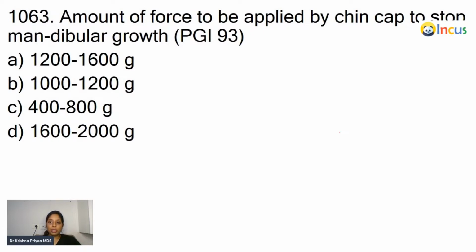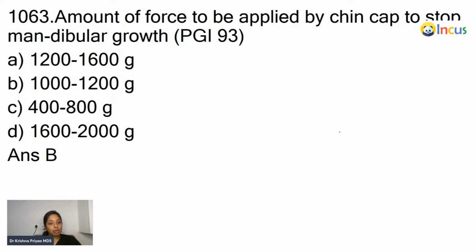The amount of force to be applied by the chin cap to stop the mandibular growth. Chin cap is generally used in class 3, but most probably it is associated with mandibular prognathism rather than maxillary retrognathism. So what will be the force there? It is around 1000 to 1200 grams. What was the other value that we recently read? Headgear, what was the force given? It is between 100 to 200 per side. You should always remember that. When it comes to chin cap, a lot of extra force is given in order to prevent further growth of the mandible, and that's why it is 1000 to 1200 grams.